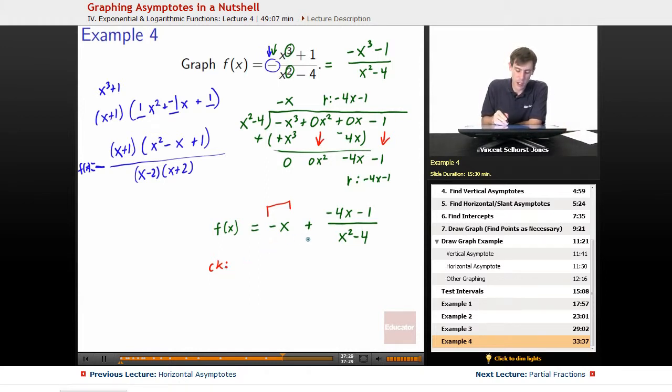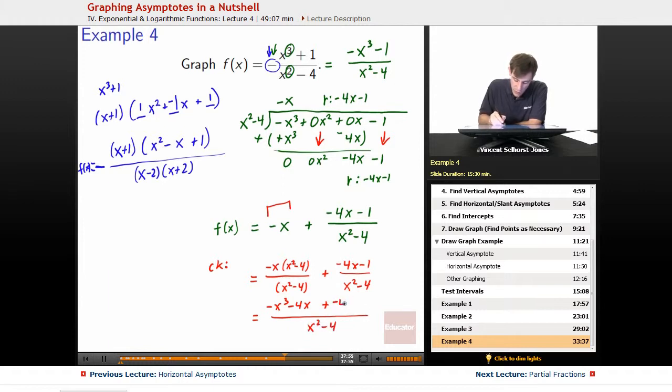So let's check it. Let's make sure that this f is the same as the f that we started with. So we can put this over a common denominator, negative x times x squared minus 4 over x squared minus 4 plus negative 4x minus 1 over x squared minus 4. We distribute up here. We've got negative x cubed plus 4x. Let's combine our two since they are over a common denominator. Negative x cubed plus 4x plus negative 4x minus 1. So the negative 4x cancels with, that was my mistake. Negative x times negative 4 becomes positive 4x. So it does cancel out. Positive 4x and minus 4x, they cancel out.